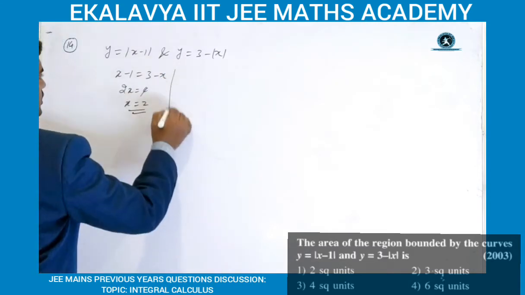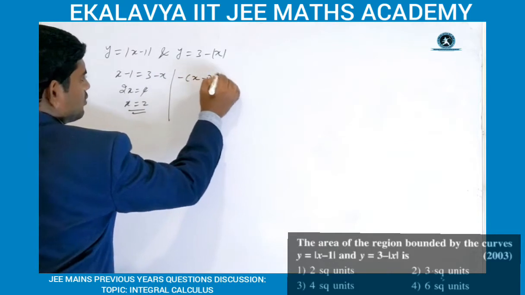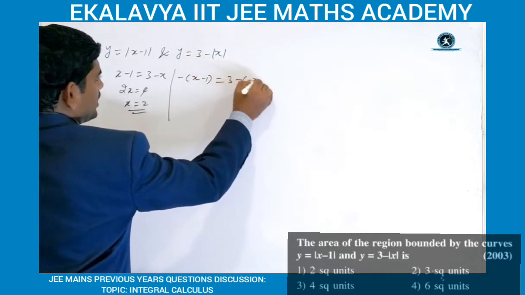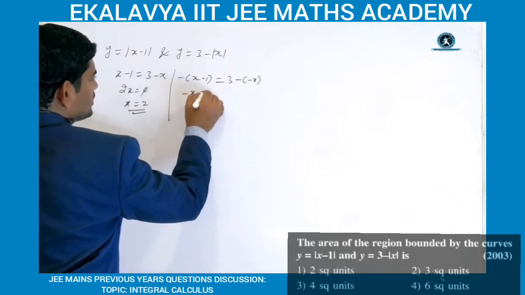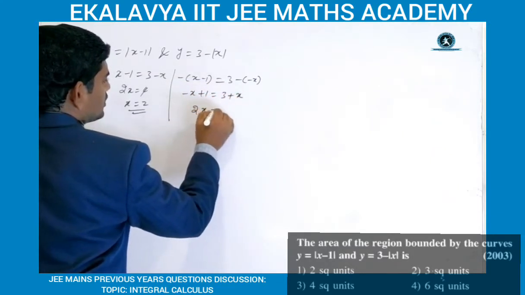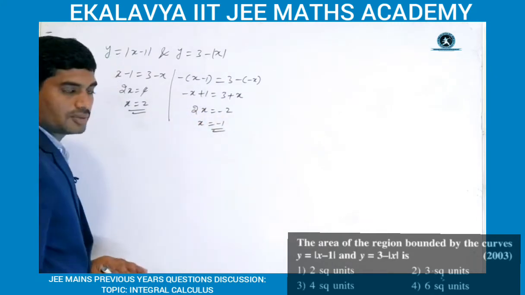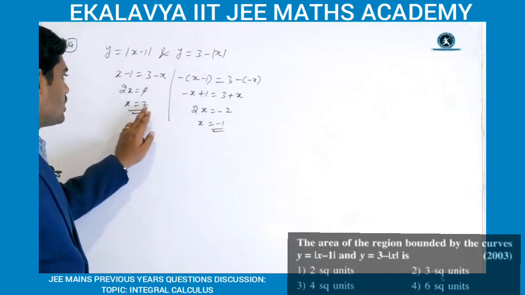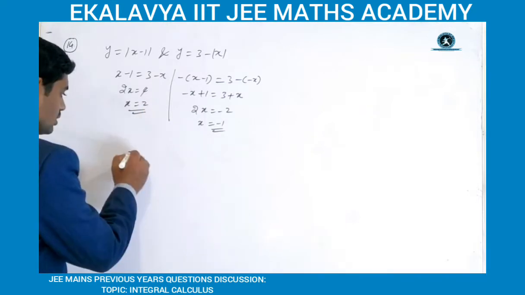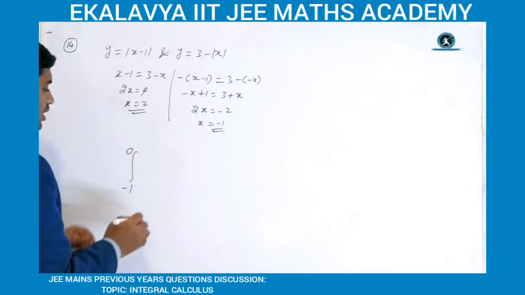And for the other limit, I am taking the negative: minus of x minus 1 is equal to 3 minus of minus x. Now minus x plus 1 is equal to 3 plus x. Now 2x is equal to minus 2, x is equal to minus 1. This is the other limit. So one limit is minus 1, another limit is 2. I am taking the integration from minus 1 to 0.